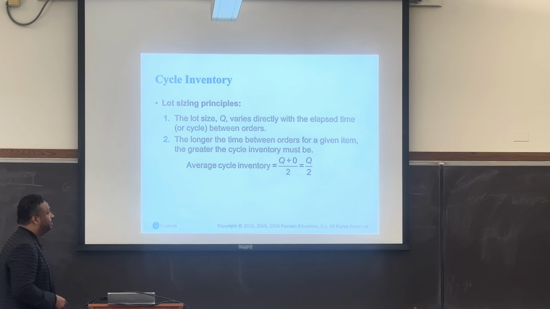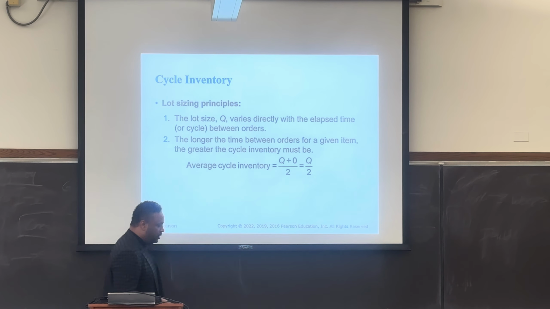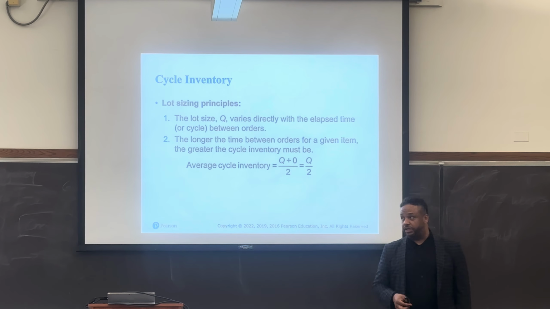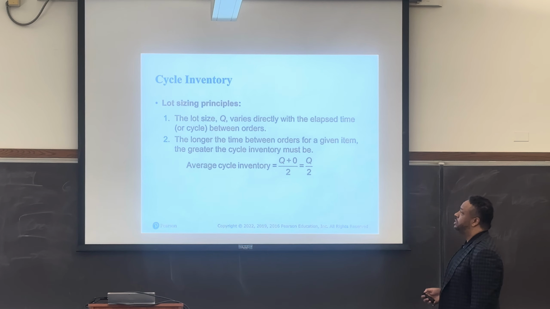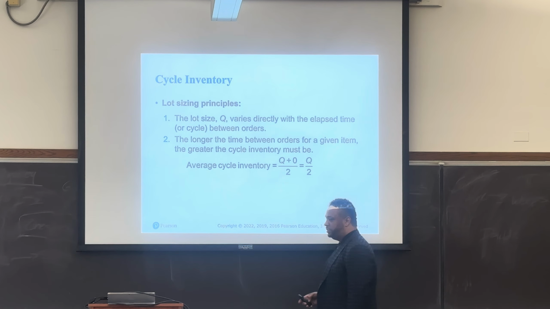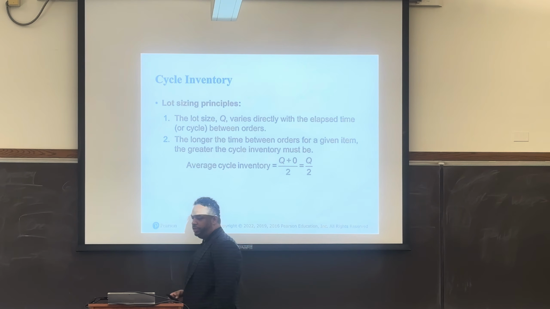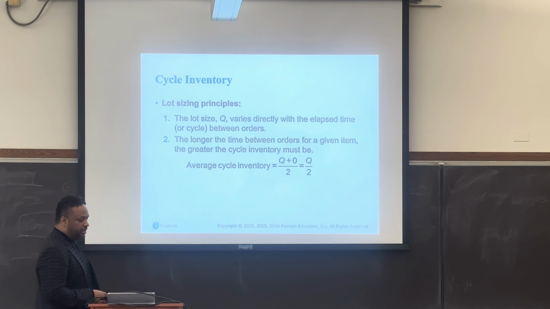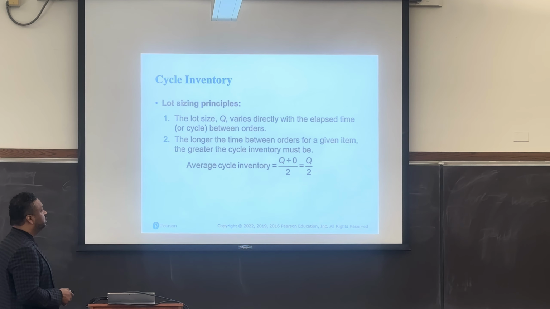All right, so here are some lot size principles. So we're looking at the lot size, the batch size, right? What size of lot are you going to order in terms of quantity for things that are needed to operate your business? So here we're saying the lot size Q varies directly with the elapsed time or cycle between orders, right? So we're saying we're looking at one order to the next order, right? And that's why we'll have our cycle inventory with a denominator of 2. We're looking between orders.